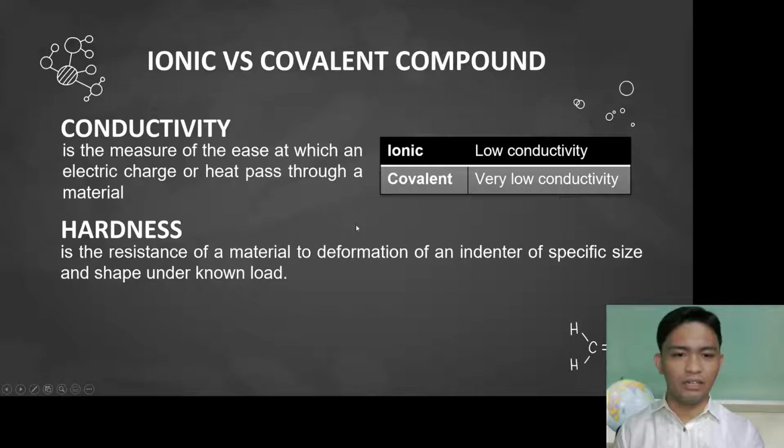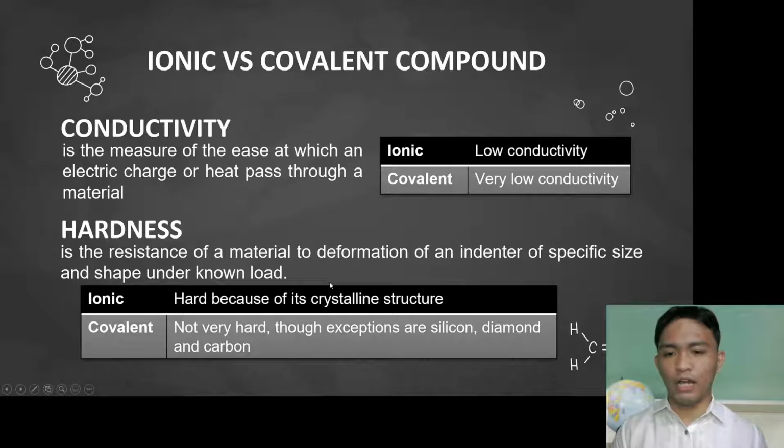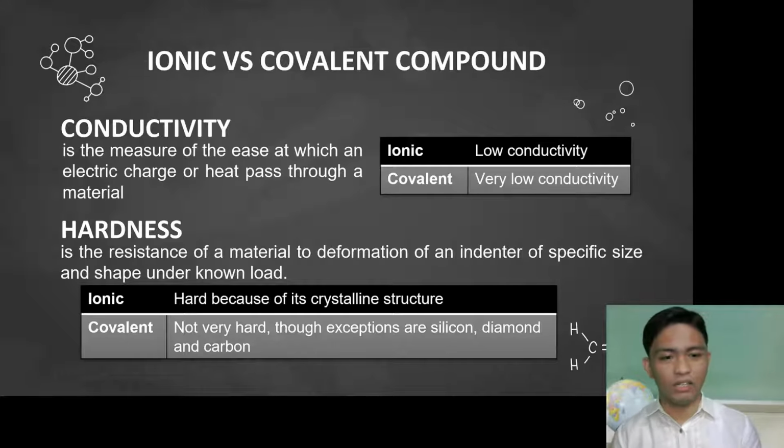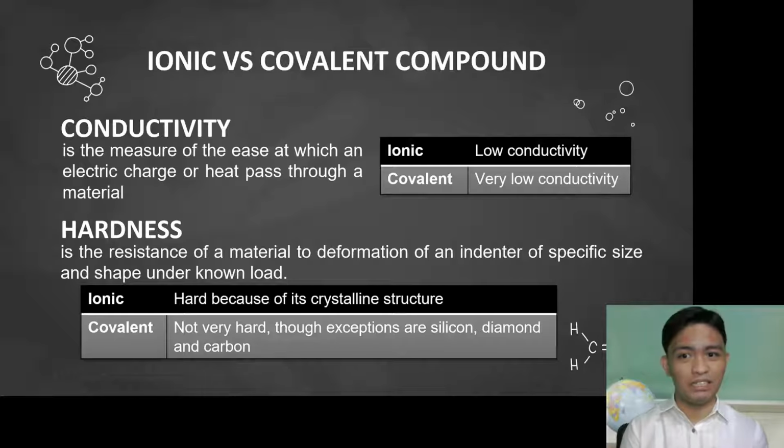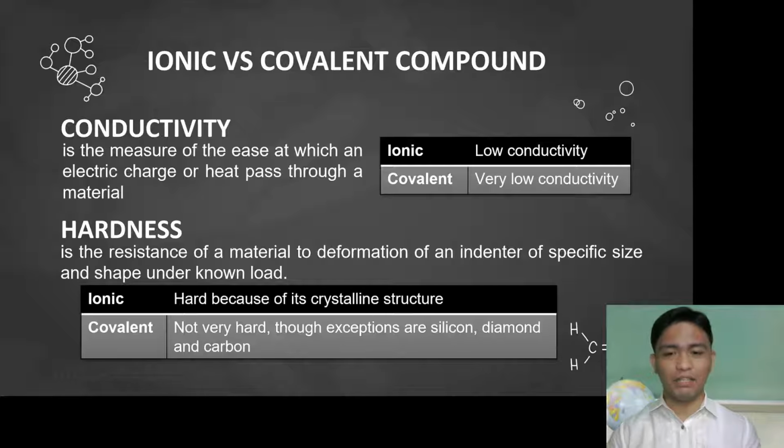Next, we have what we call hardness. This is the resistance of a material to deformation. Kakayahan niya na mag-resist, na ma-deform, of an indenter of specific size and shape under known load. So for ionic, it is hard because of its crystalline structure. Di ba yung mga salt, yung mga chunk ng mga anong yan? Covalent naman, not very hard, though there are exceptions like silicon, diamond, and carbon. Okay? So, kaya sabi natin, you take a look at this set of properties. Hindi pwedeng hardness lang. Hindi pwedeng conductivity. Kailangan tingnan mo sila, itong set of properties na to para ma-differentiate mo. So, for hardness, ionic, hard. Covalent, not very hard, but meron tayong exception.